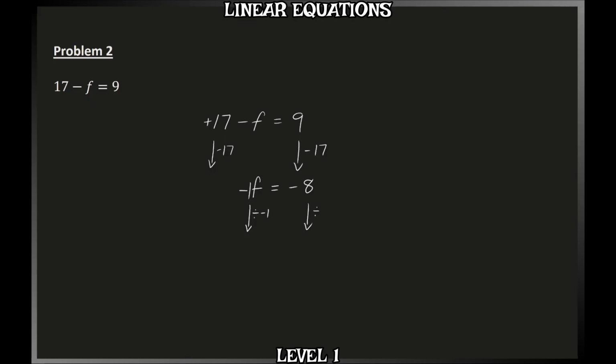So we can divide both sides by minus 1. And on the left, the divide by minus 1 and the times by minus 1 cancel out, and they leave us with f. And on the right, minus 8 divided by minus 1 is just 8. And that's our final answer.